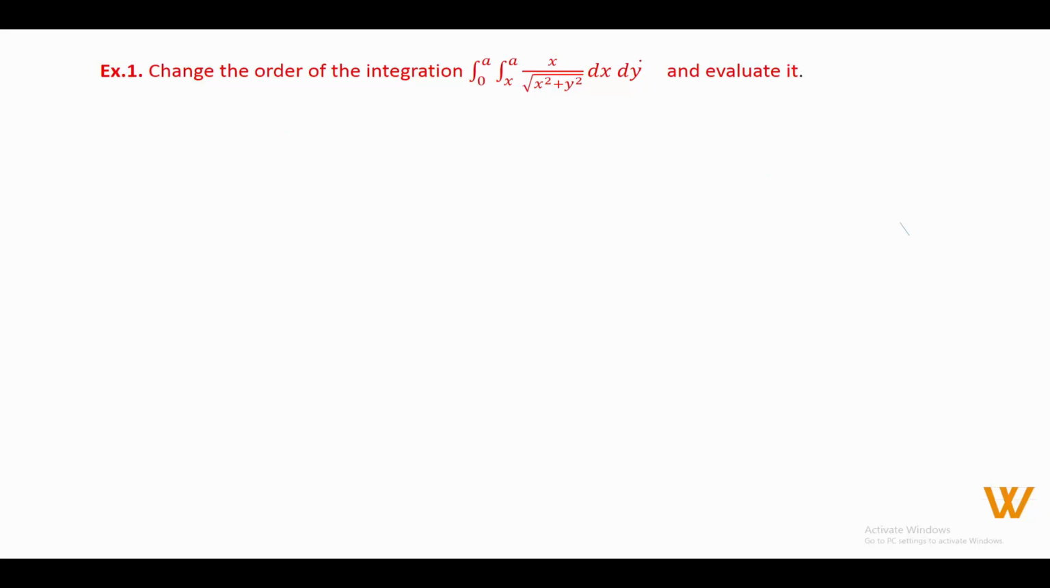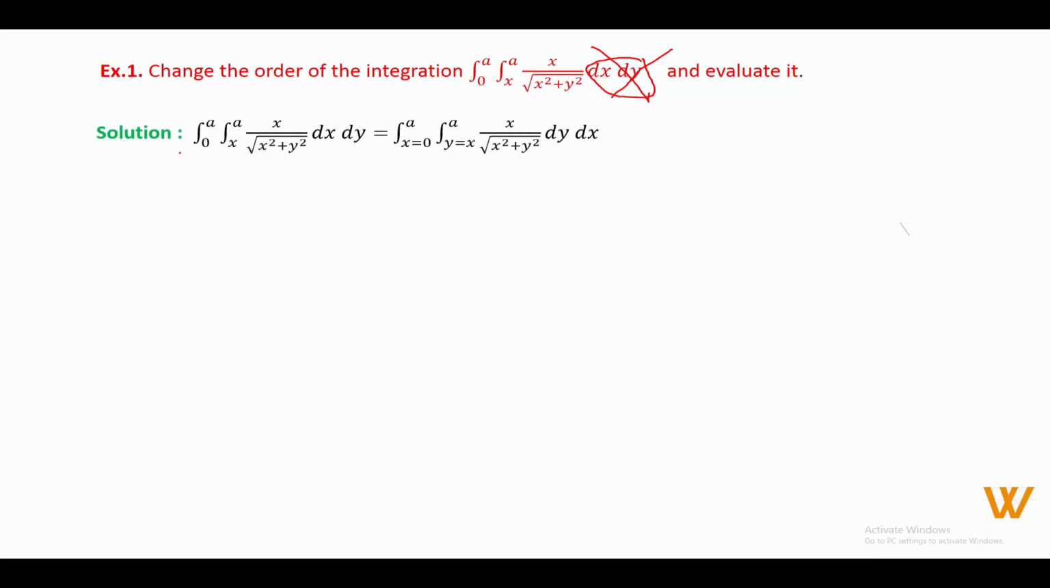First check the order of integration. This is not a correct order. Forget this order and check the limits. In the first integration, 0 to a is a constant limit. In the second integration, the limit x to a is in terms of x, so this is the value of y. Y varies from x to a and x varies from 0 to a.